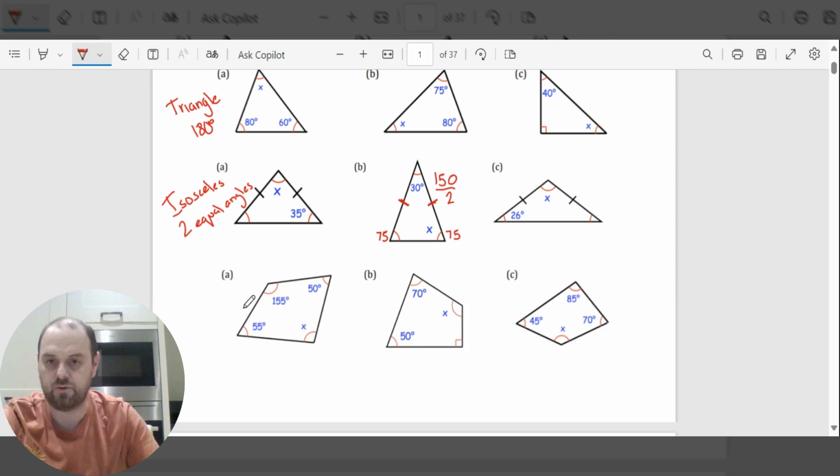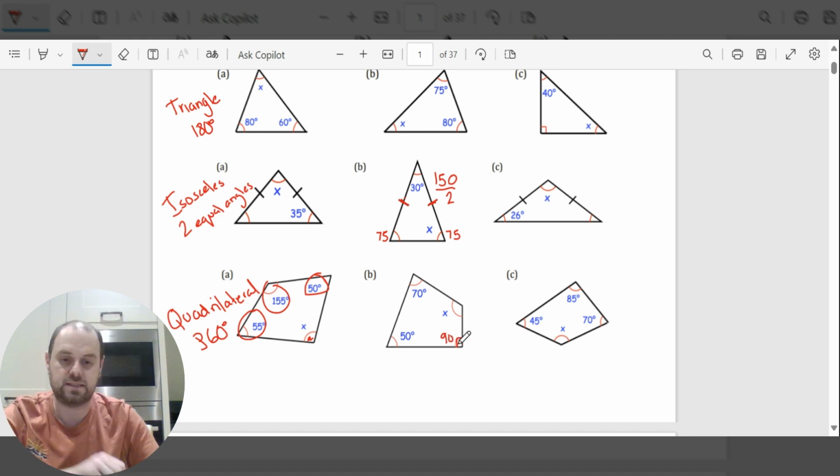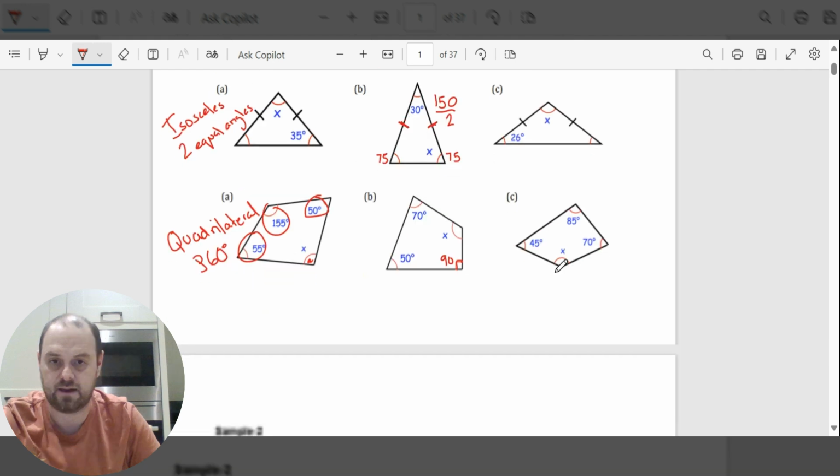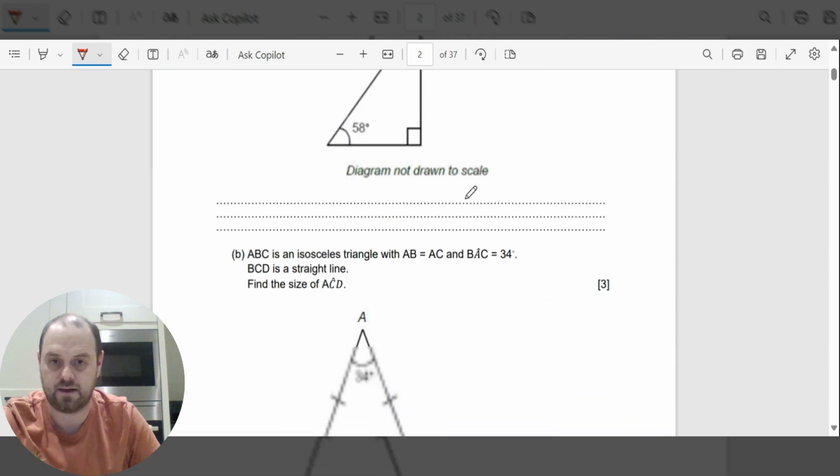The final rule on this page is that angles in a four-sided shape, a quadrilateral, add up to 360. Pen's not the best. So add up what you know, and take them away from 360 to get the missing one. Again, anything that's got that symbol, just write 90 by it. That's a 90-degree angle. So the application, that one's easy enough. Right angle triangle adding up to 180.